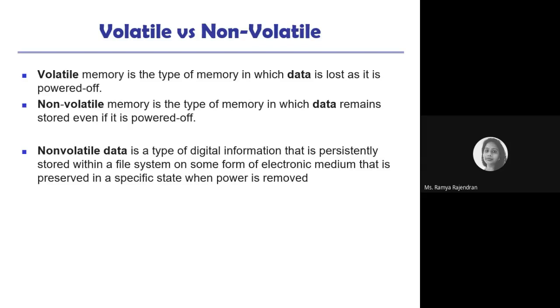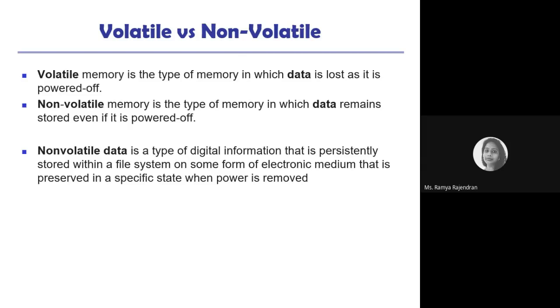Even if your machine just goes off without your knowledge, you're able to get back to that particular track, even if you have not saved it. A few machines are having non-volatile memory. So when you say non-volatile data, it is a type of information which is stored in your file system, even if you have not saved it. Even if the power goes off and then comes back, you'll be able to access that. So data warehousing is also a non-volatile system.